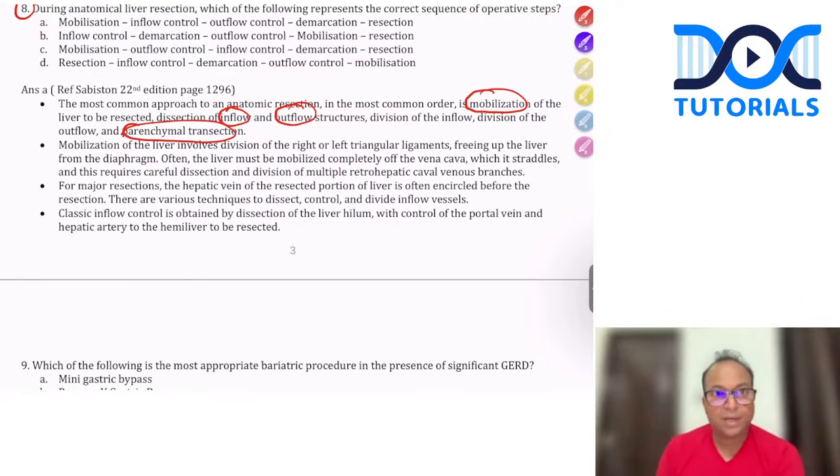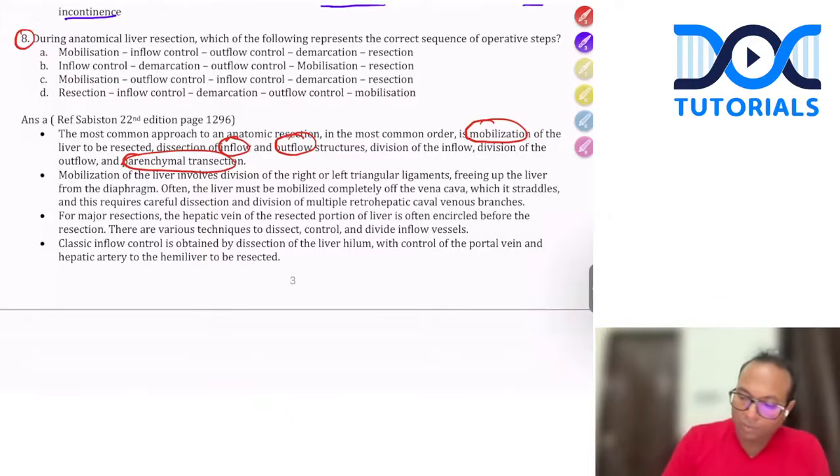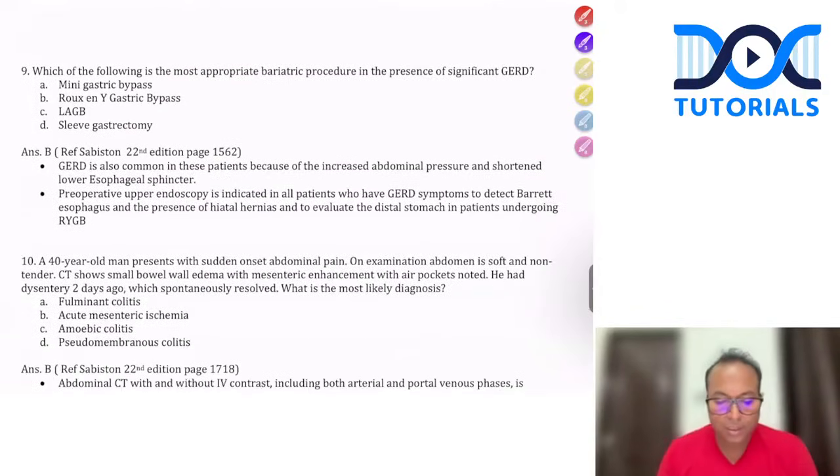to be resected. So don't forget, this question is directly aligned with Sabiston: mobilization, inflow control, outflow control, demarcation, and resection. That is the answer for this question.